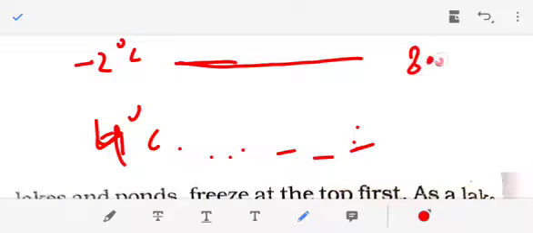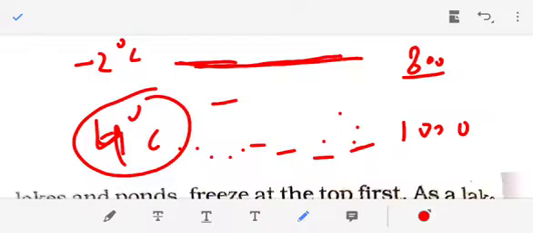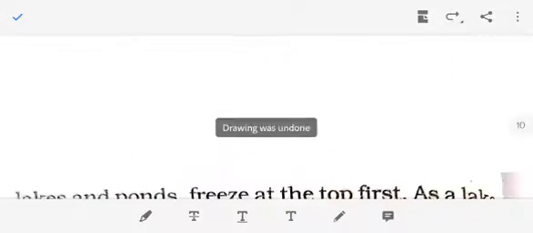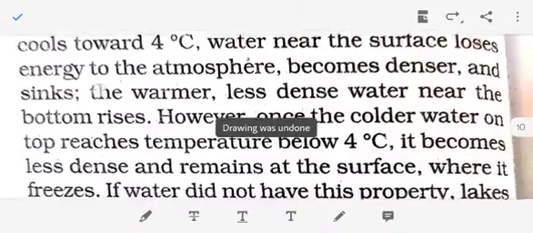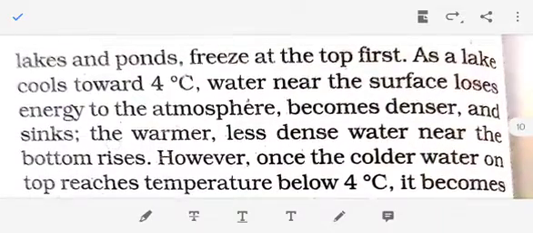For example, its density will be considered 800, and this density will be 1000. That means this layer will remain above the 4 degrees Celsius layer, and this will freeze. Correct? It will freeze because it is at minus 2 degrees Celsius and 0 degrees is the freezing point. So the upper layer will freeze first. So lakes and ponds freeze at the top first.